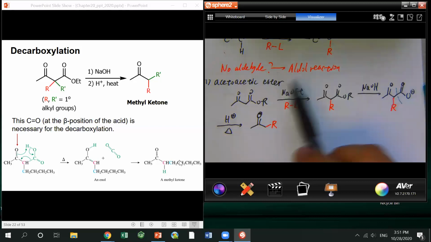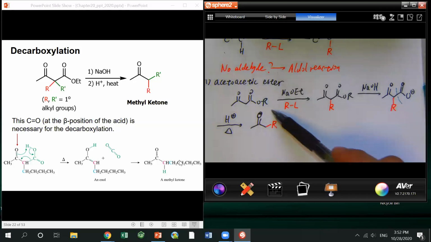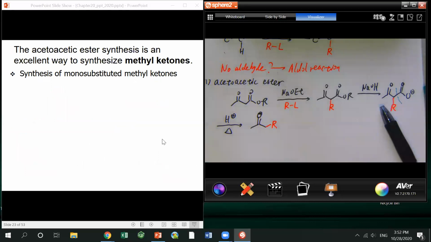So this reaction sequence, you start with acetyl acetic ester and eventually generate the methyl ketone. That's one of the good ways to prepare a methyl ketone from acetyl acetic ester, because you can put different alkyl groups on here.